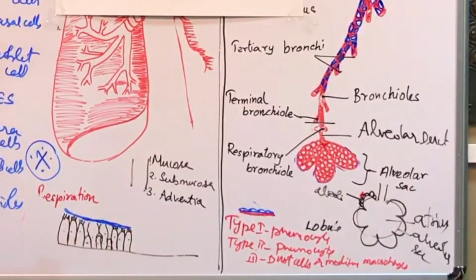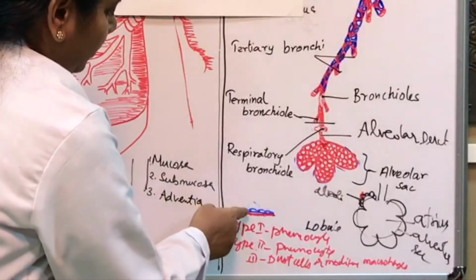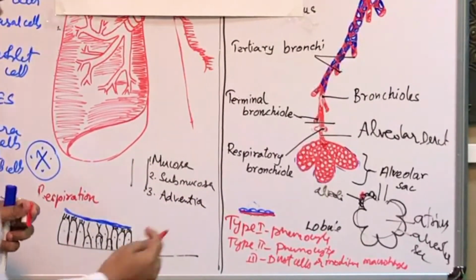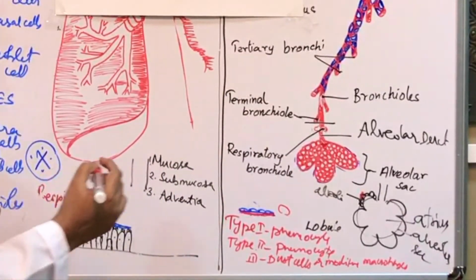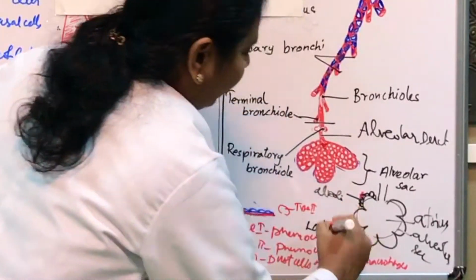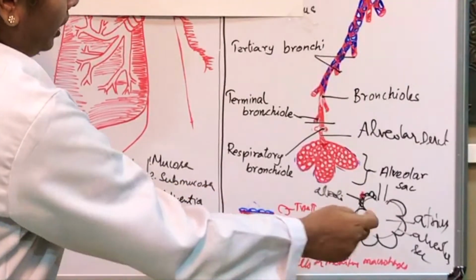So the type 1 pneumocytes are the simple diffusing cells, the squamous shaped cells. The type 2 pneumocytes are rounded cells. The function of type 2 pneumocytes is to secrete surfactant to keep the lumen of the alveoli in a patent position. Type 2 pneumocyte function is surfactant secretion.